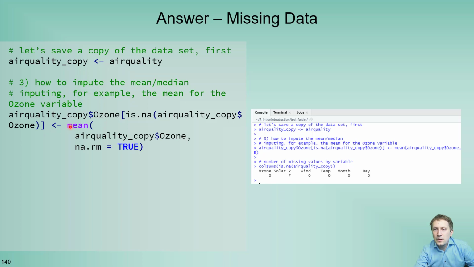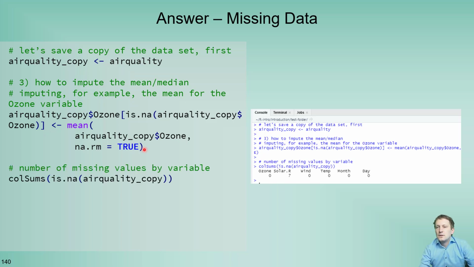And then we need to say, okay, what to replace it with. And so that's where we compute the mean. So we compute the mean of air quality ozone, but of course we need to remove the missing values in order to compute the mean, because our best guess for a missing value would be the average observed value. So we need to remove the unobserved values here. And just to check that it worked, let's compute again the number of missing values by variable. And that's what I've done here. And you actually see that now ozone doesn't have any missing values anymore.